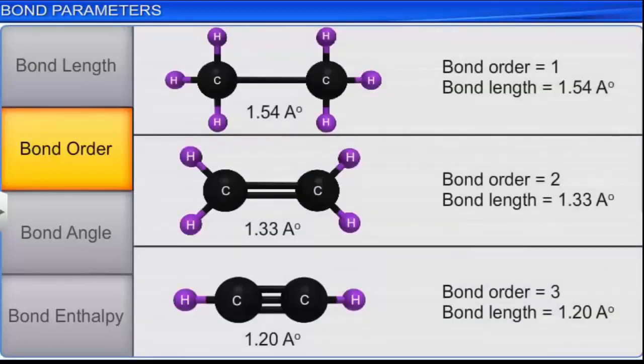Now, if you observe the bond order and the bond length of these molecules together, you will notice that they are inversely proportional to each other. This is because as the number of shared pairs of electrons goes on increasing, the distance between the two nuclei forming the bonds goes on decreasing.